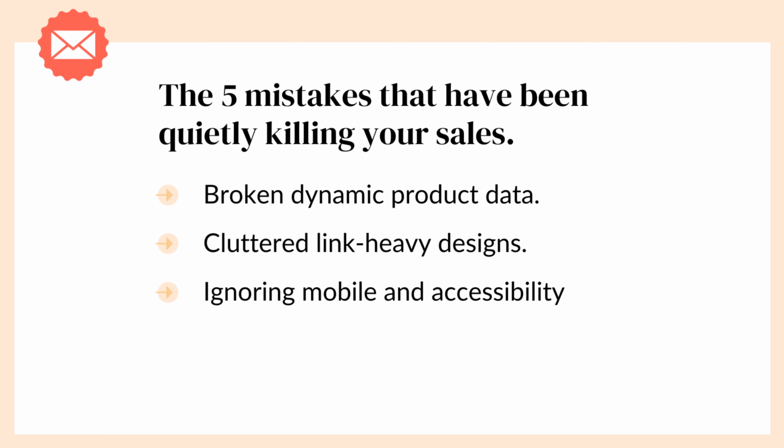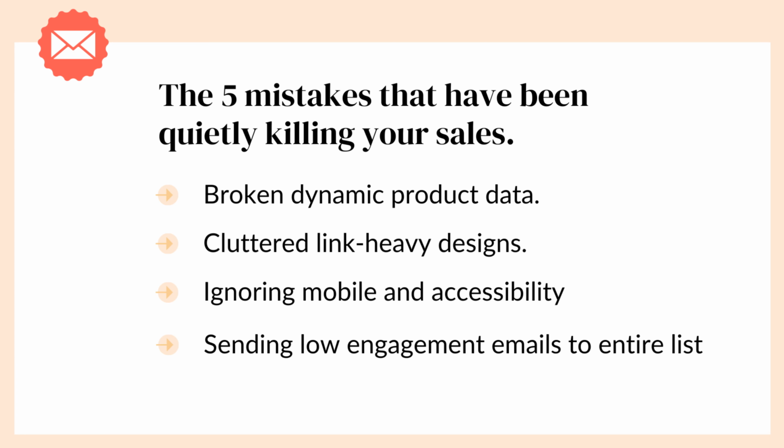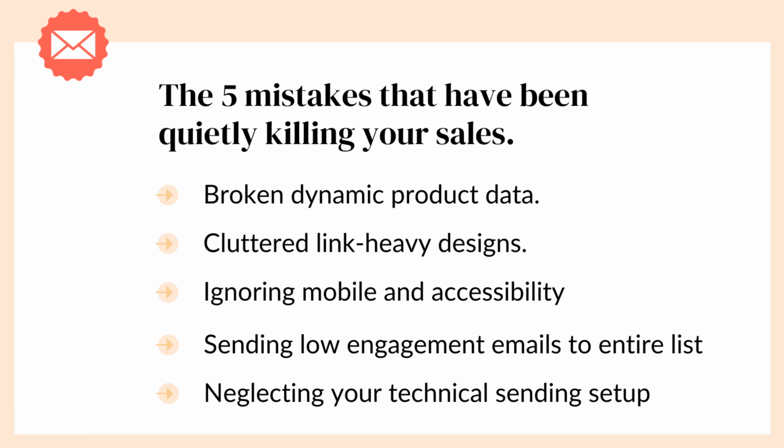3. Ignoring mobile and accessibility. Use responsive blocks, 16 pixels or larger fonts, full width buttons, and alt text on everything. 4. Sending low engagement emails. The solution is to use engagement segments and sunset flows to protect your sender reputation. And 5, neglecting your technical sending setup. You absolutely must set up a branded sending domain with SPF, DKIM, and a DMARC policy.